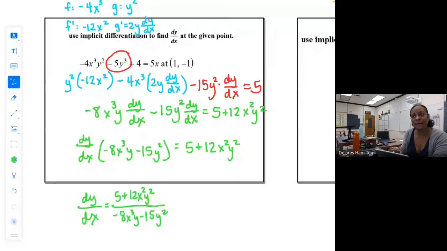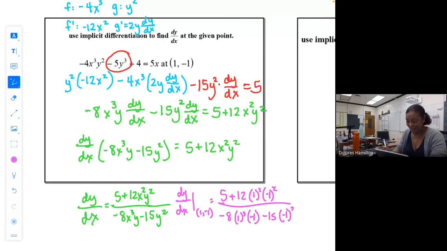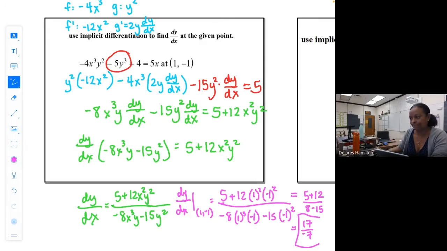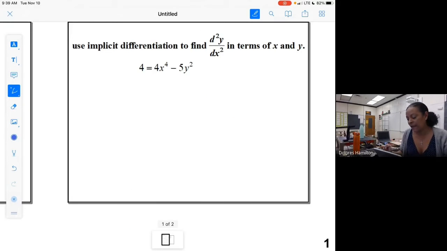And lastly, we want to plug in 1, -1 for x and y, which looks like that. And I think our last step is just cleaning it up, and we get this. What a mess. The next example that I want to do is where we need to find the second derivative of an implicit function. So here we go.